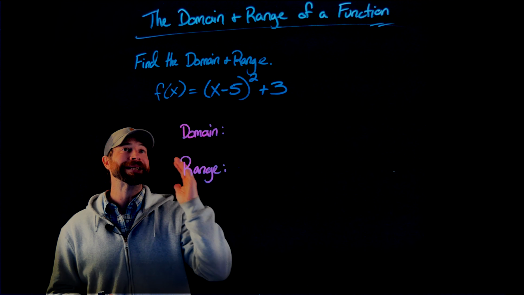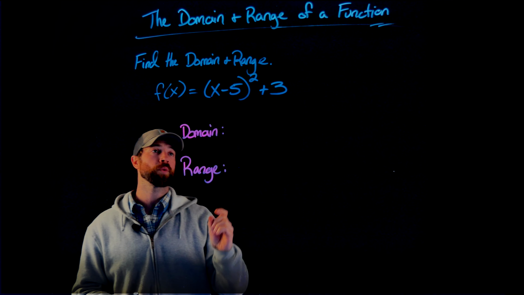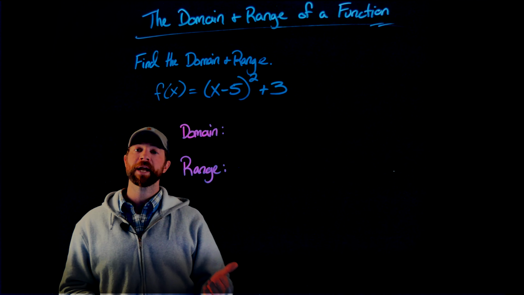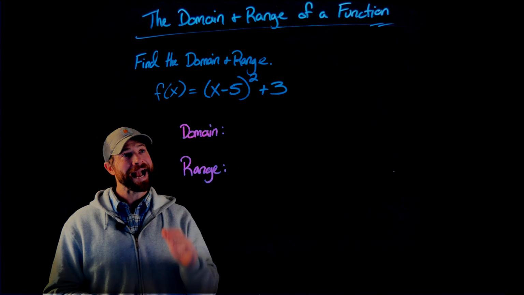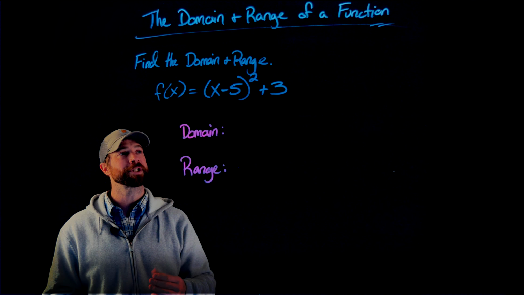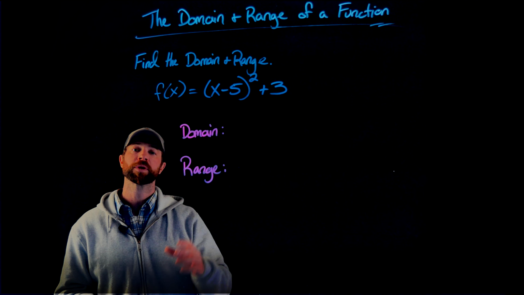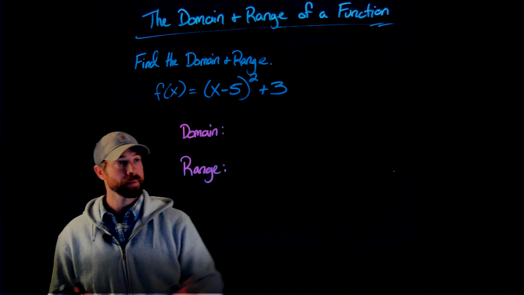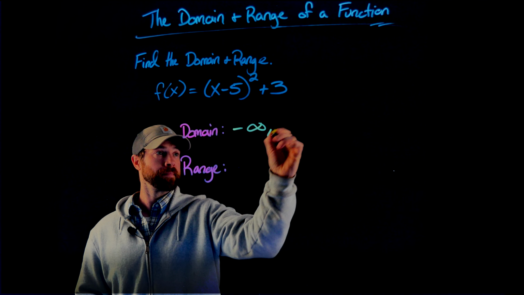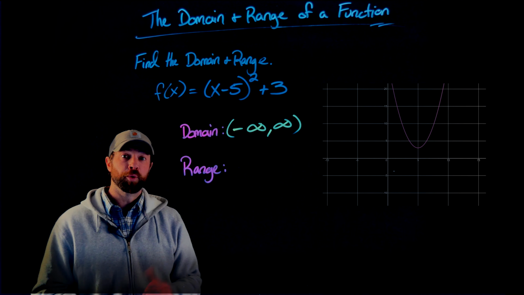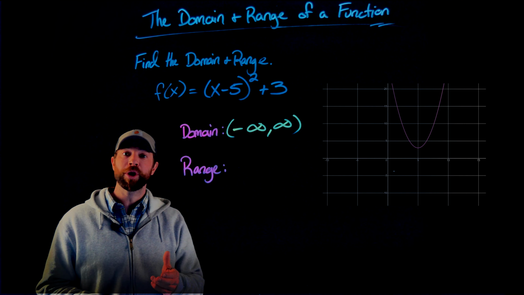Our next function up is f of x equals (x minus 5) squared plus 3. This is a quadratic polynomial function. And actually, with all polynomial functions, the domain is all real numbers. We'll cover more of that later. The range for this quadratic is a bit more interesting.